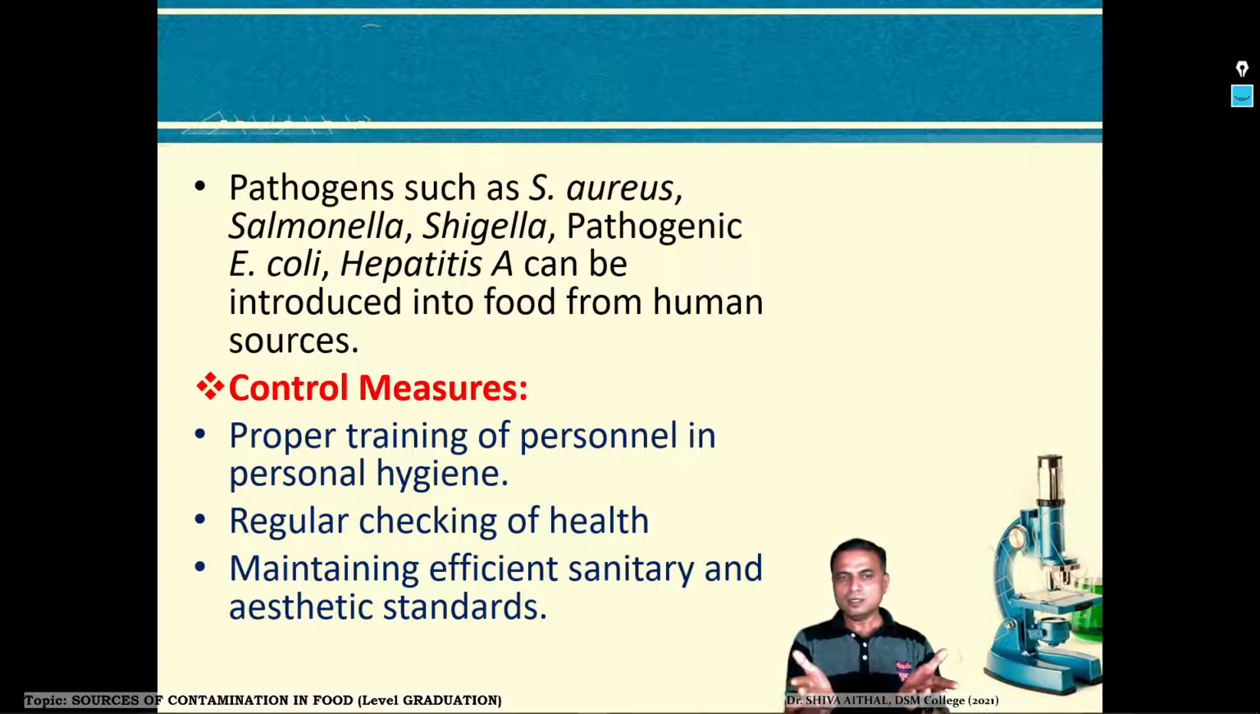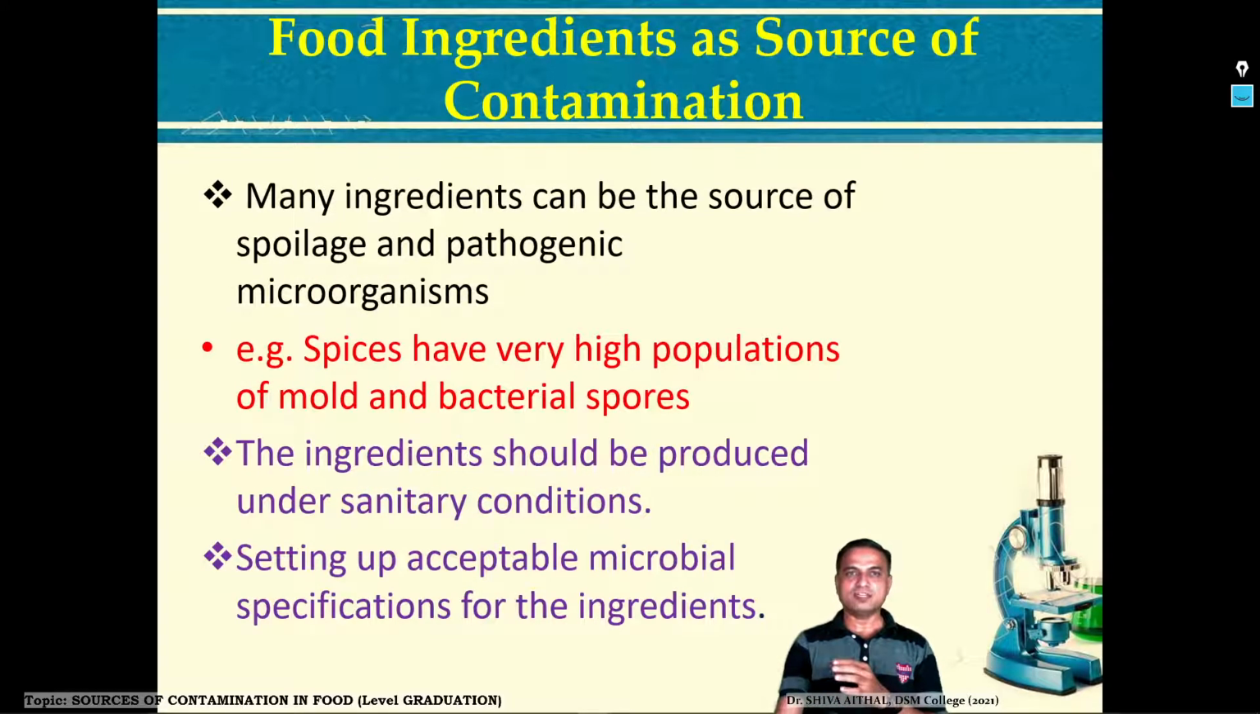How to control it? Proper training of personnel and personal hygiene of people who are handling the food. There is a course, BSc in food science and technology, BSc in hotel industry, a management degree in hotel management, all these teach these things. It is not that one fine day I think of putting up a hotel and you just go and put up a hotel and then serve people, you are the biggest contributor of disease to the society. It doesn't work that way. Regular checking of the health of the persons who are involved in preparing the food, maintaining efficient sanitary and aesthetic standards, these are very important for good manufacturing practice.